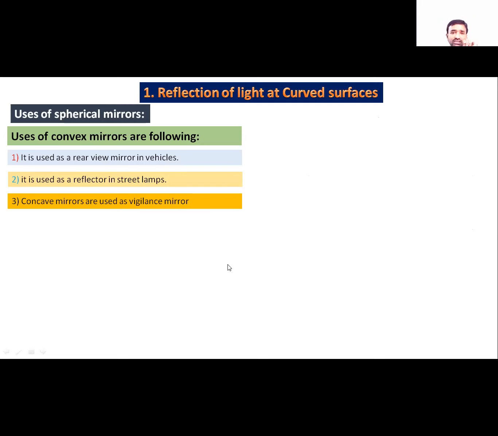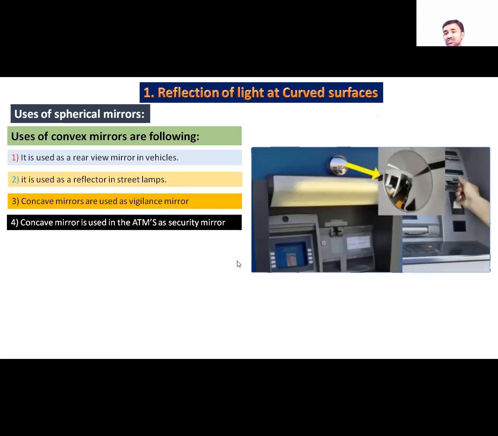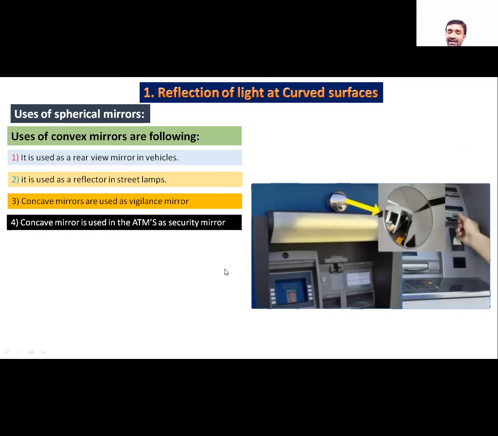Then another use is in ATMs, where we can use a security mirror. We can see who is moving behind us. See, a small mirror is arranged on the screen, just above the monitor. That mirror is what? Convex mirror. So you can see behind you without turning your head and observe the movements of a person behind. This is the use of the mirror in ATM centers.